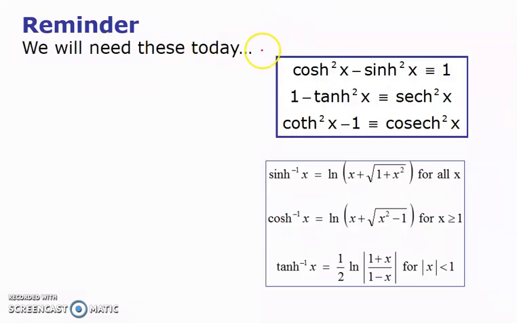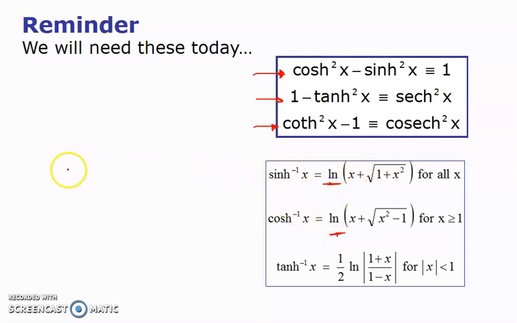You'll also need these. These are three identities which are very much linked to the trigonometric identities. So cosh squared minus sinh squared is 1. 1 minus tanh squared is sech squared. This one is less used, but who knows, you might need it. And likewise, sometimes we're asked to find the inverse of a hyperbolic function, like the inverse sinh of some number, and you can find that exactly using logarithms.